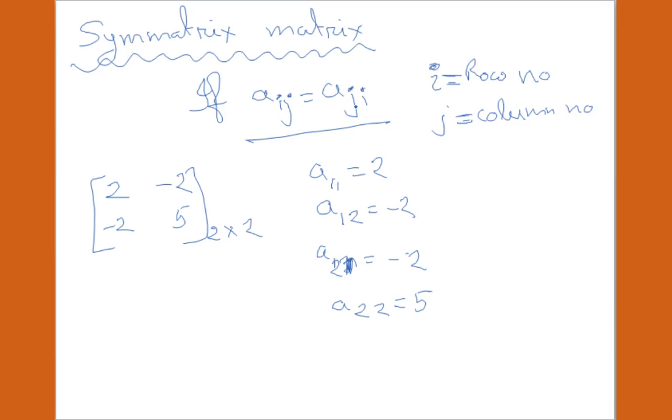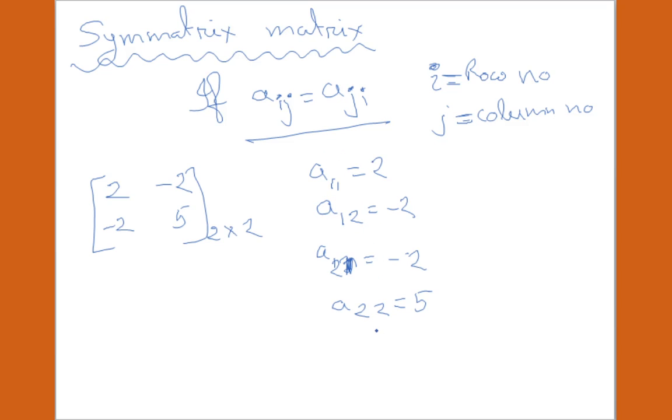If I write Aji, that is also 1. So A11 is equal to 2. Here you see A12 is equal to minus 2. That means Aij, I is 1, J is 2, A12 is equal to minus 2. What is the condition? Aij is equal to Aji. Here I is 1 and J is 2, so it must be equal to Aji. J means 2, so A21, J is 2, I is 1, A21 is also minus 2. Okay, similar.